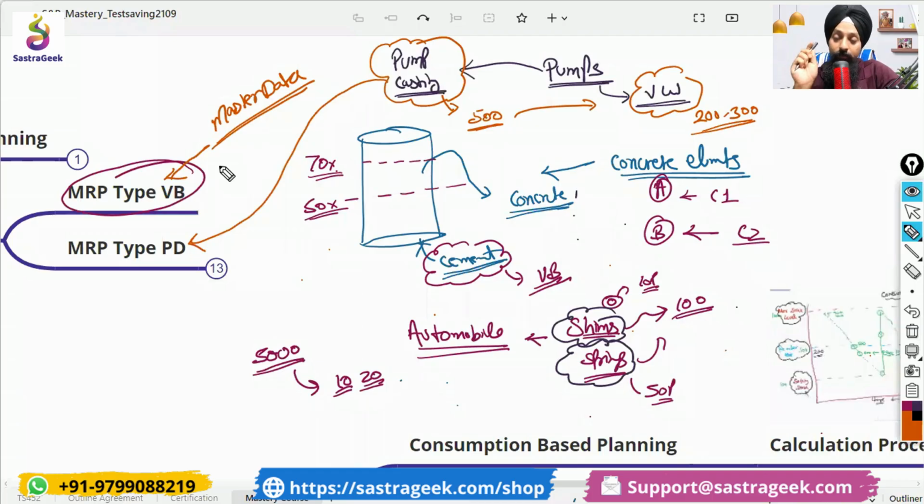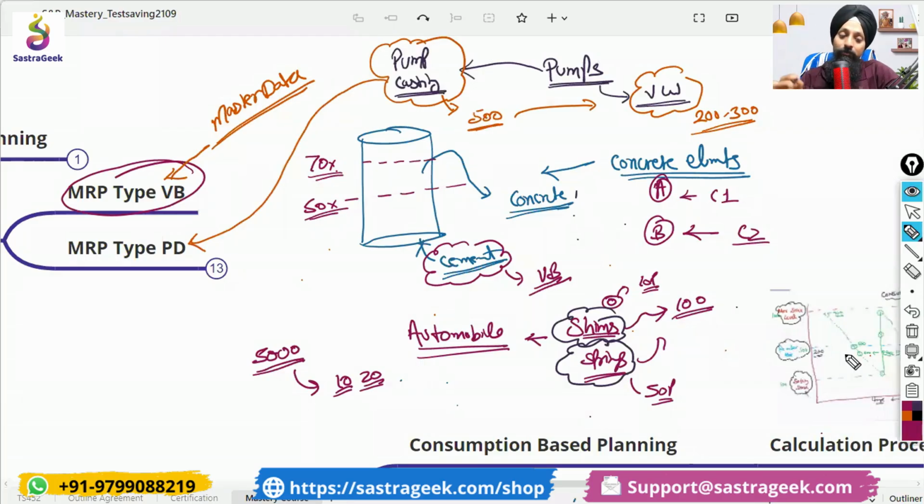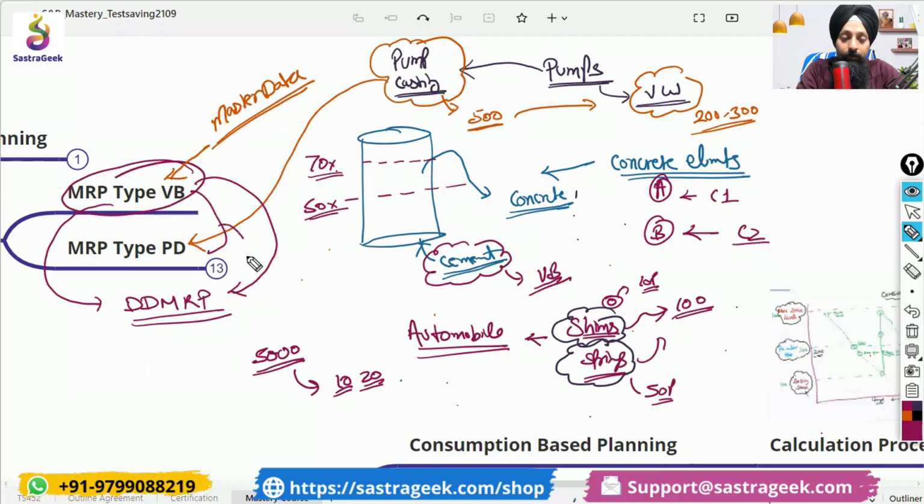Okay, so VB is very good, but it has certain problems. PP guys will be able to learn how these problems can be resolved in the excellence session, when we jump into it and cover DDMRP, which is called the fourth generation of MRP. DDMRP is actually an improved version of VB, or a combination of VB and PD. So this concept we are covering in two trainings: in IBP we are covering DDMRP, and in PP Excellence we are covering DDMRP.